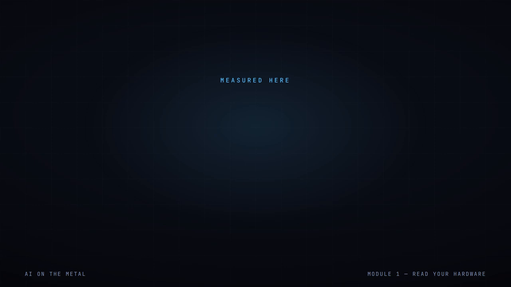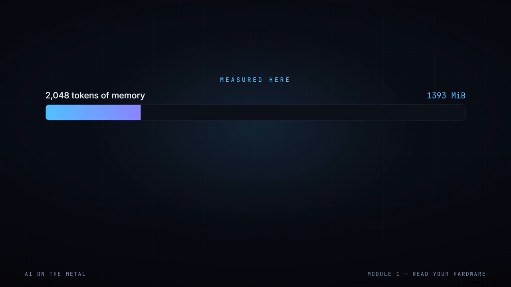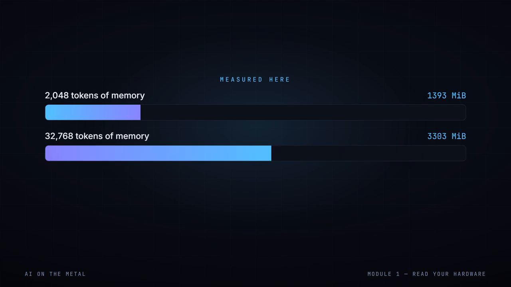Here is the proof measured on this card. We loaded the same small model twice, changing only how much it was told to remember. Short memory, 1.4 gigabytes. Long memory, 3.4 gigabytes. 2 gigabytes of difference for the same model answering the same question. The scratchpad cost more than the model did.